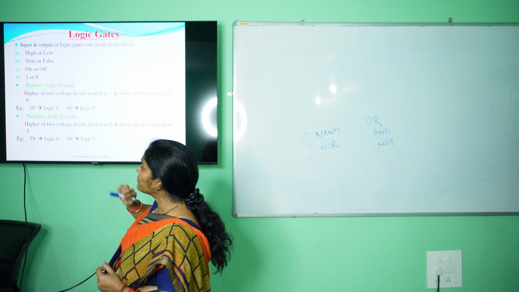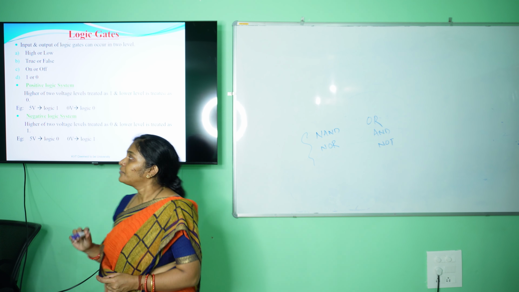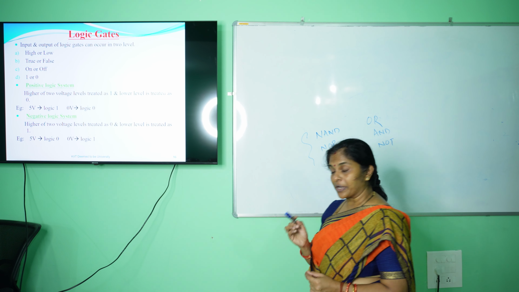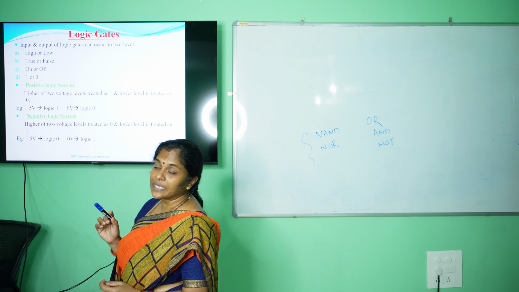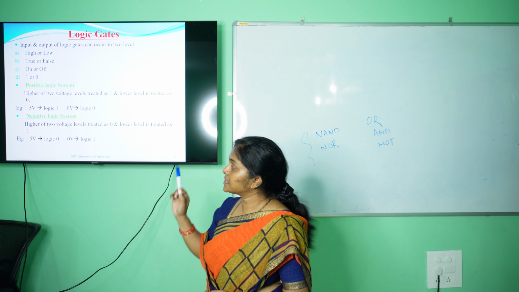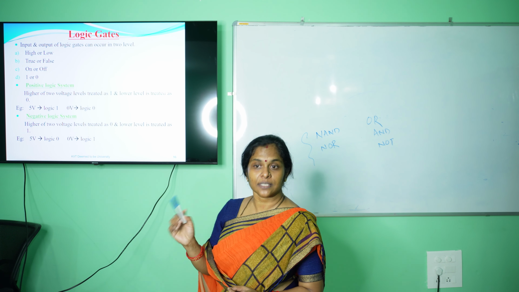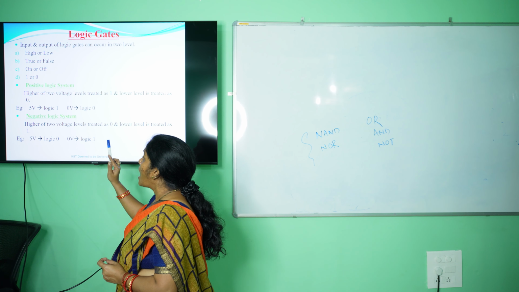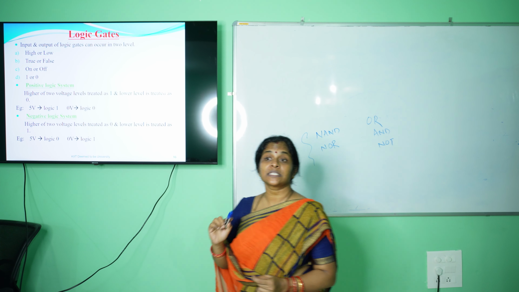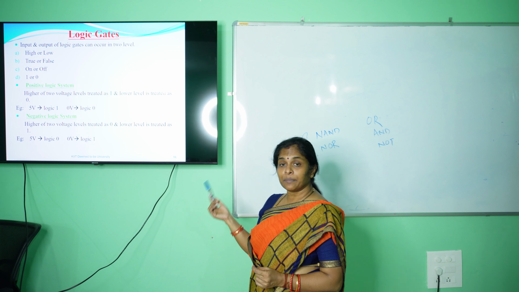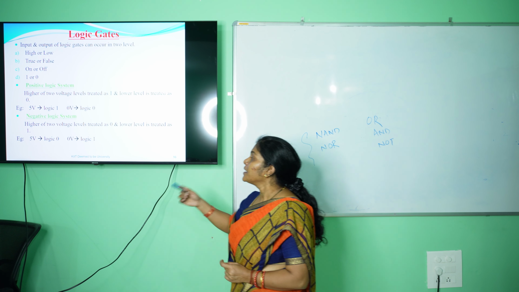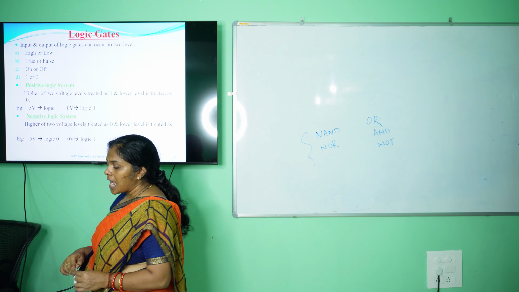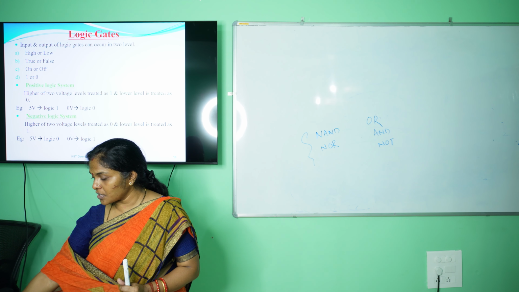That means if I give, for example, 5 volts in a positive logic system, it will be treated as logic 1, and 0 volts will be treated as logic 0. This is for the positive logic system. But for the negative logic system, the higher voltage level is treated as 0 and the lower level is treated as 1. For example, 5 volts will be treated as logic 0 and 0 volts will be treated as logic 1.